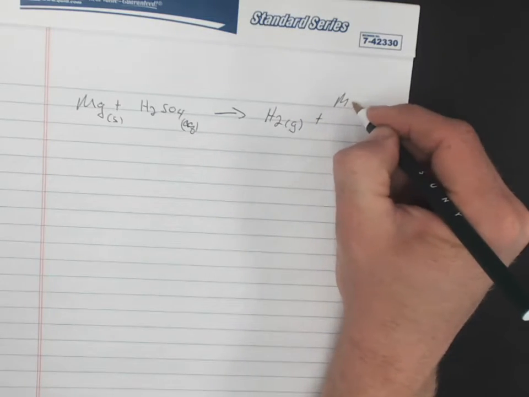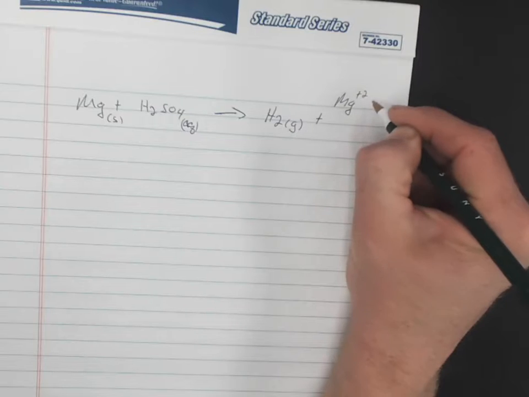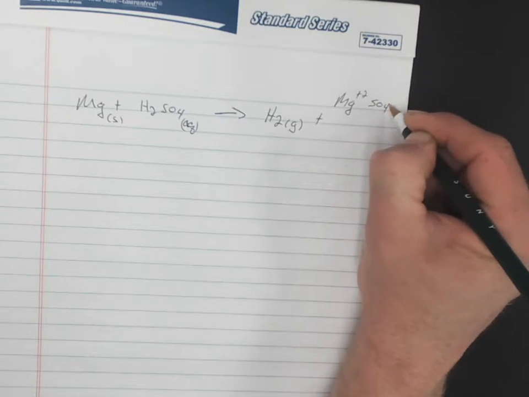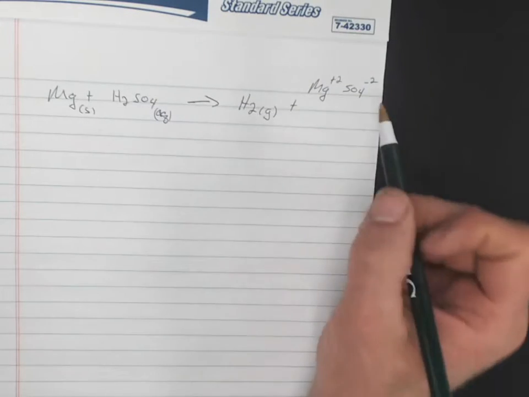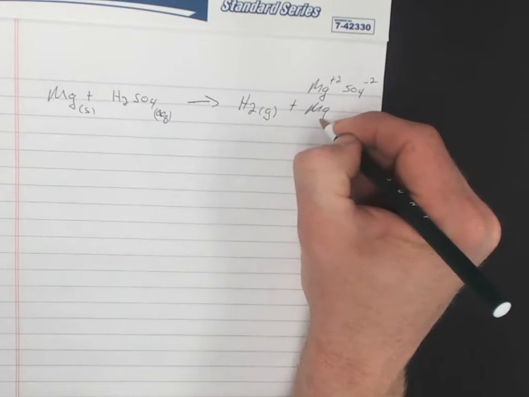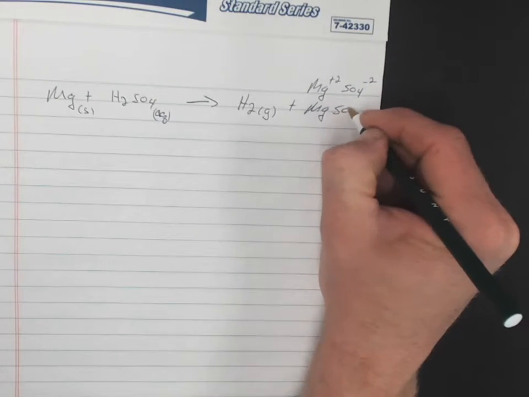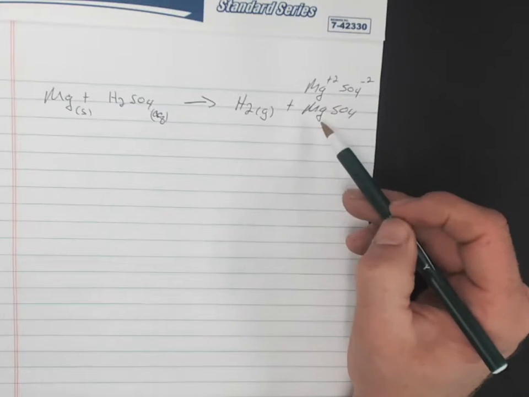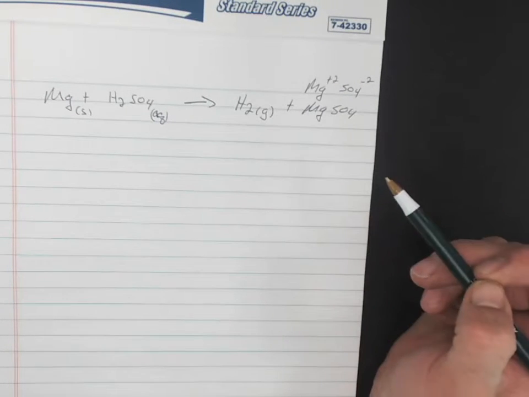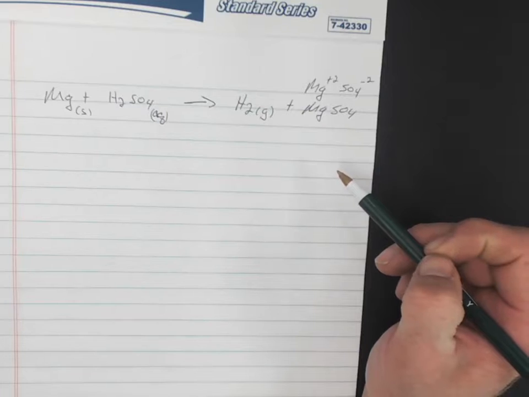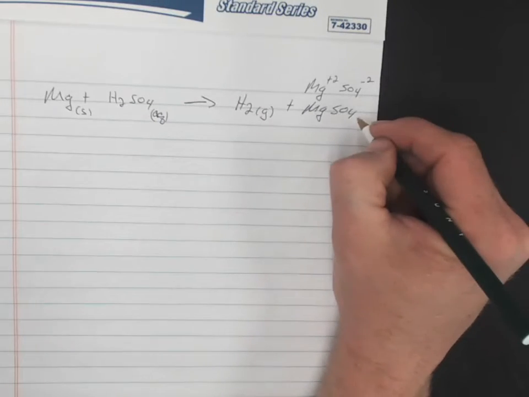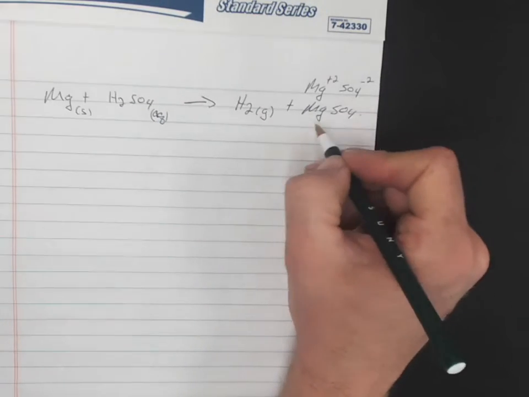MgSO4. How do we know it's MgSO4 and not Mg2SO4? Because of the crisscross. Mg is +2, SO4 is -2, crisscross to get MgSO4. Someone might say, why is it not Mg2(SO4)2? And you would say, we cancel out the 2's because it's ionic. Very good.